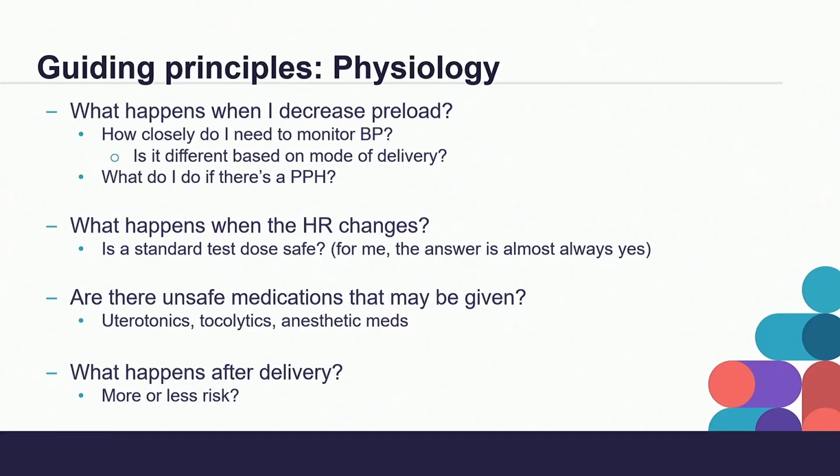And then I think it's very helpful to think early about what I do if there's a postpartum hemorrhage. That's usually an abrupt decrease in preload. Is that patient going to tolerate that? Or do I need to start thinking about things when they're at 400 or 500 cc's, before they're at a liter of blood loss, because they're actually not going to tolerate a liter of blood loss over a short period of time?